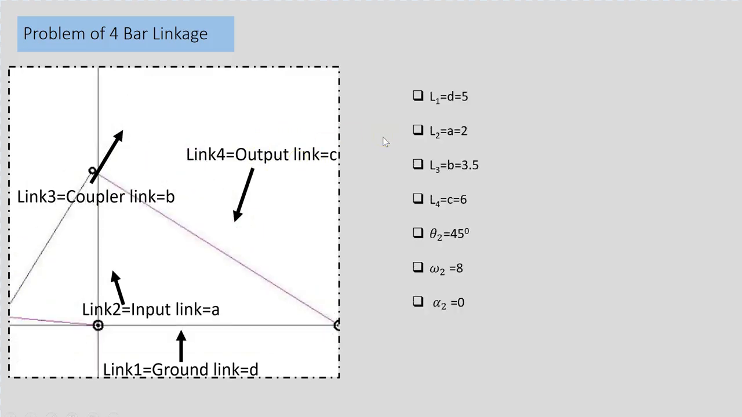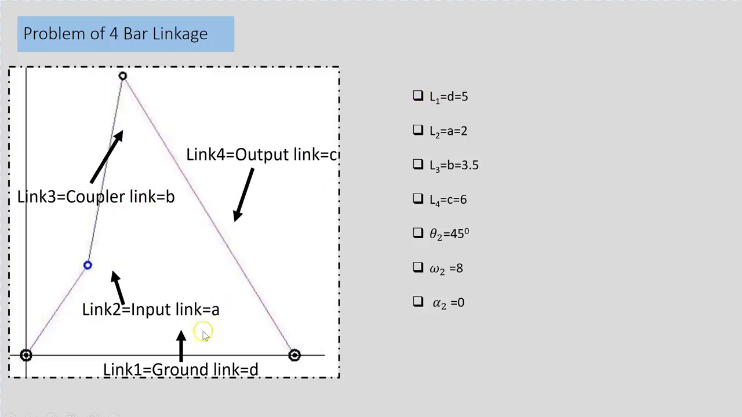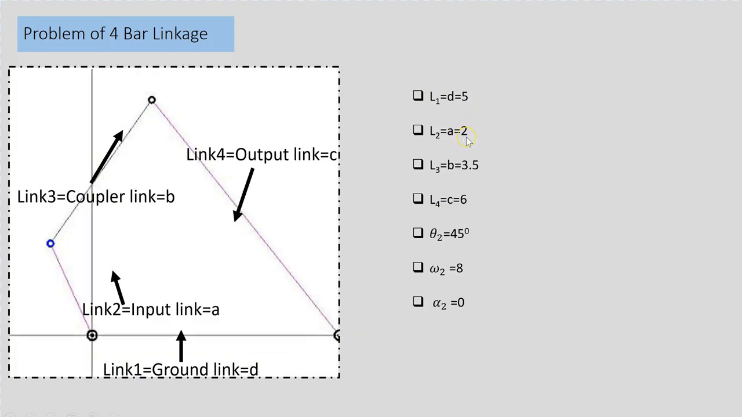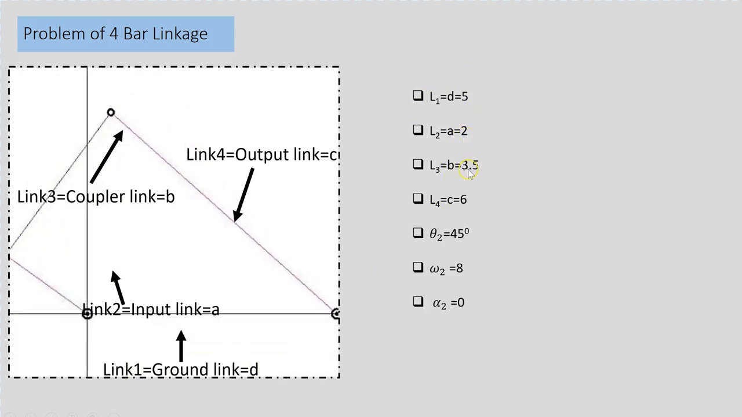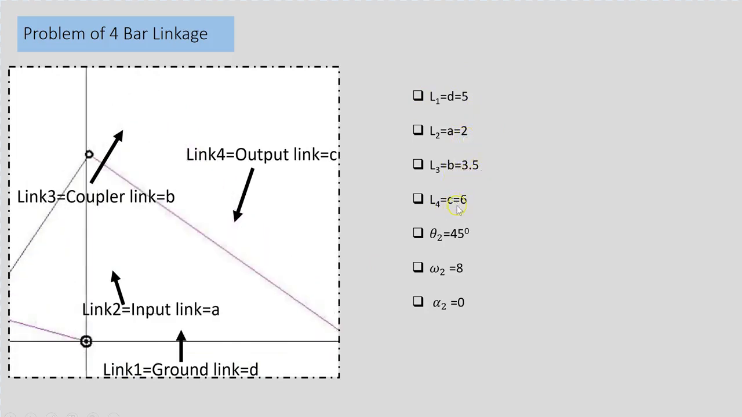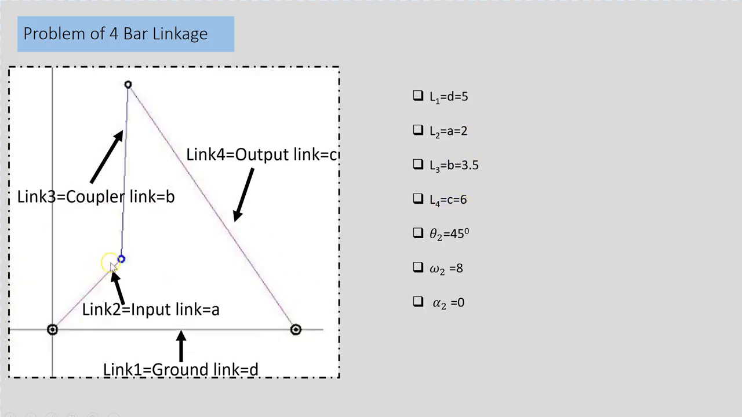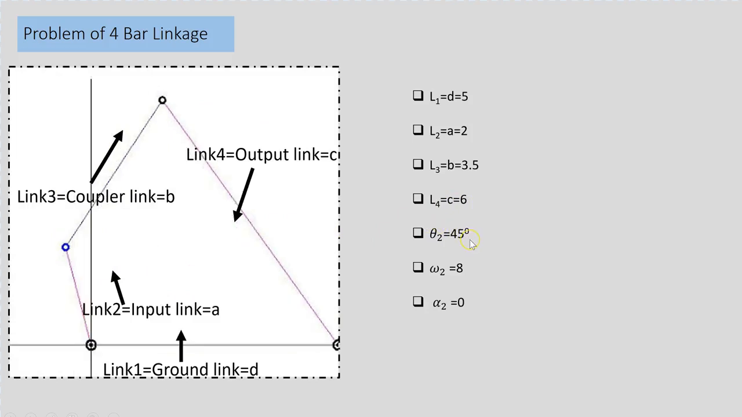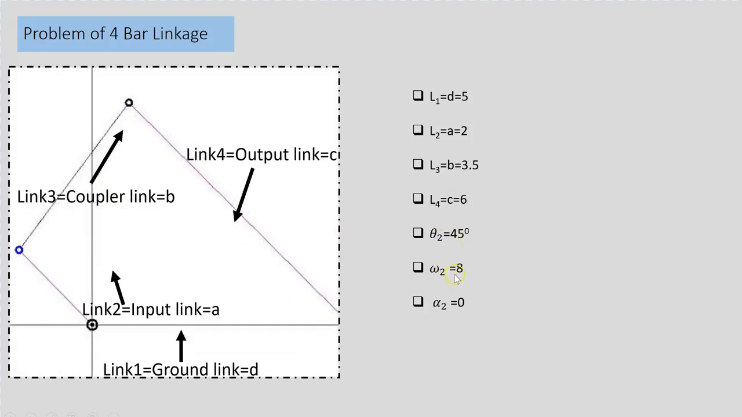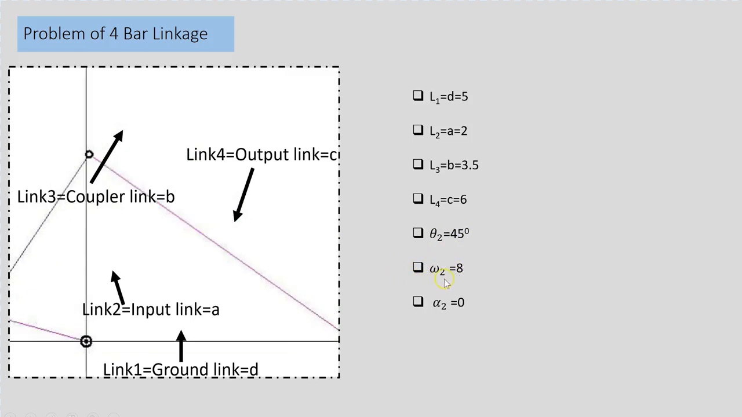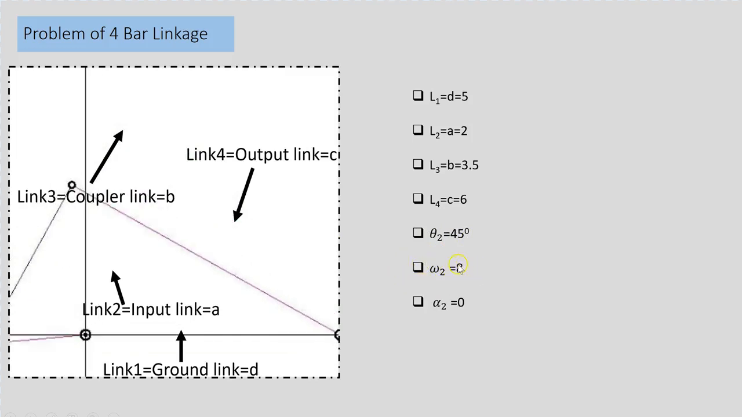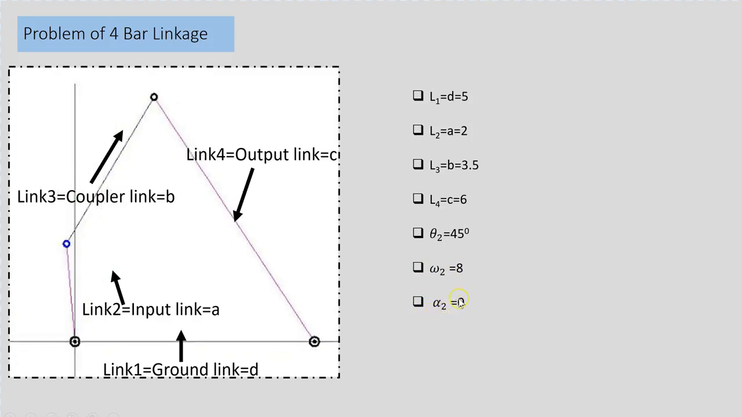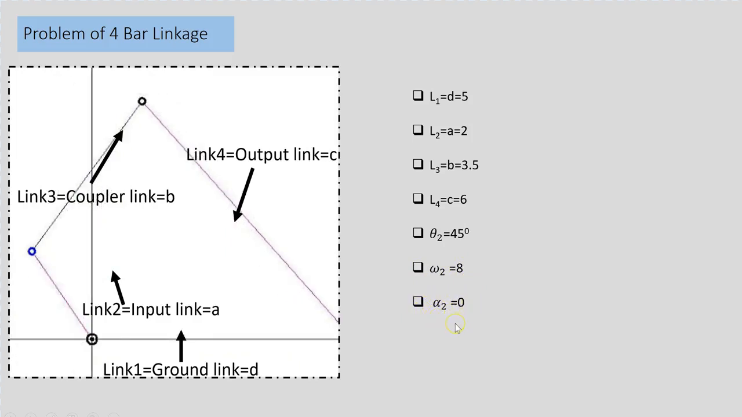So let's consider that the ground link length is 5, the input link is 2, the coupler link is 3.5, and the output link is 6. The input angle for this 4-bar linkage is 45 degrees, the angular velocity of the input link is 8 radians per second, and for the input link the angular acceleration is 0.